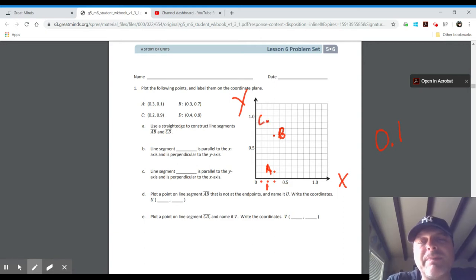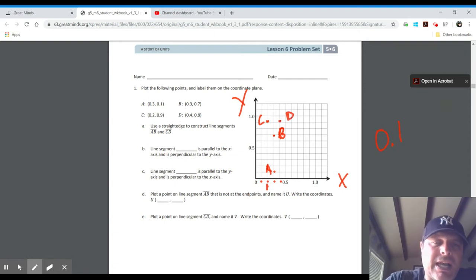Okay, letter C. And the last one, D, is 0.4 and 0.9. So 0.4 is the next one right there. Go all the way up to 9 where the C was. Okay, the C, they have the same Y. And there you go. There's letter D.